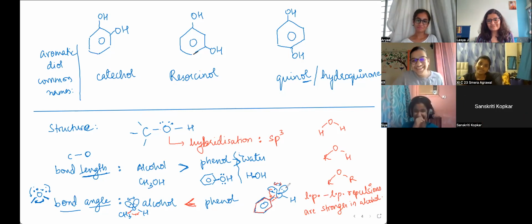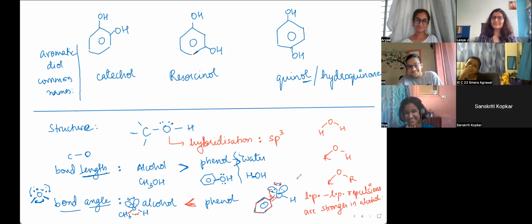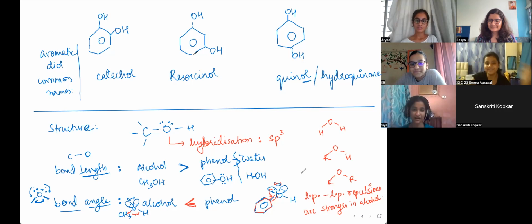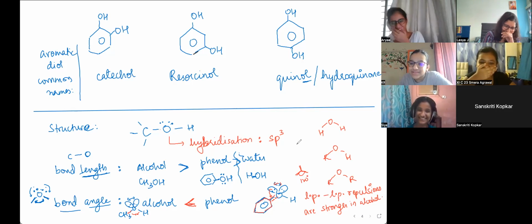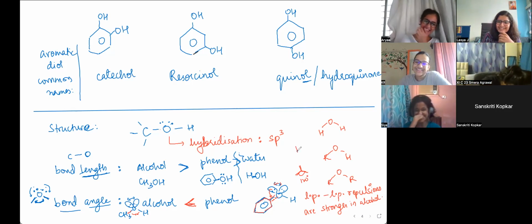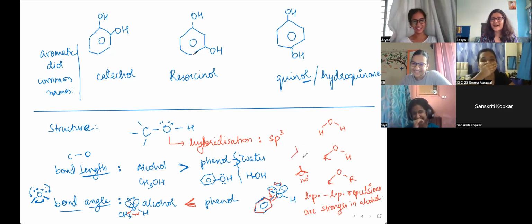What is the shape in sp2 hybridization? Trigonal planar. So three-sided, all in the same plane. 120 degrees. Versus sp3, what is the angle? That's a tetrahedral shape. 180? How?